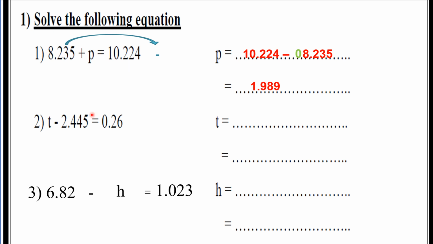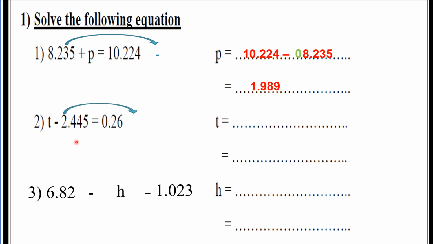So to solve the equation, we have to make the variable alone and all the numbers on the other side using the inverse operation. Inverse operation, what does it mean? Plus will be minus and minus will be plus. And now in letter number 2, t minus 2.445 equals 0.26. Now we need the variable to be alone. So t equals like this.